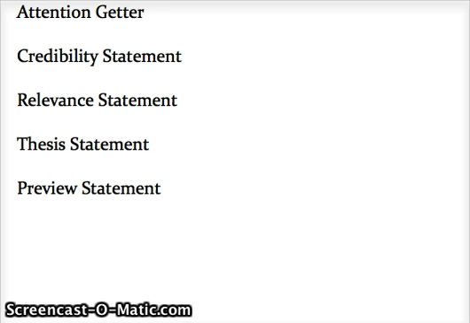Basically, think about the attention getter as being a way to make your audience more curious about your topic. So when in doubt, think about telling a story of some kind or trying to get your audience involved in a way that they get interested in what you're going to be talking about for the rest of your speech. So that's how you get your attention getter taken care of.